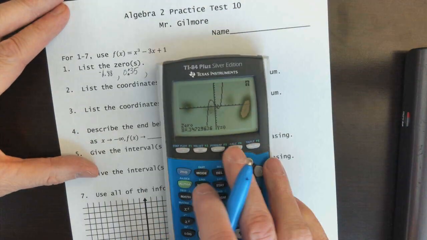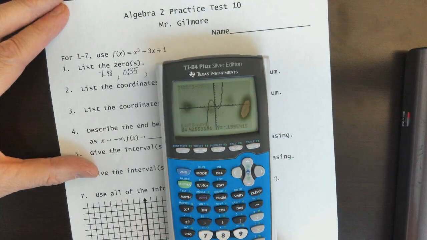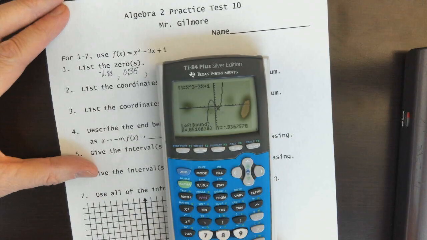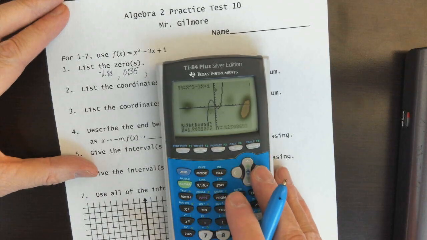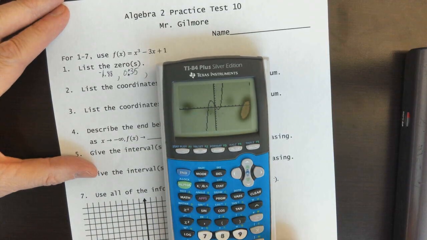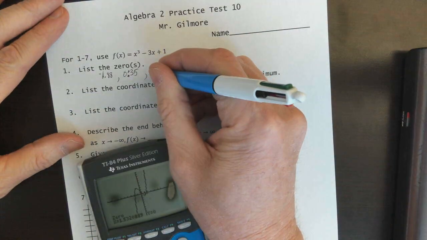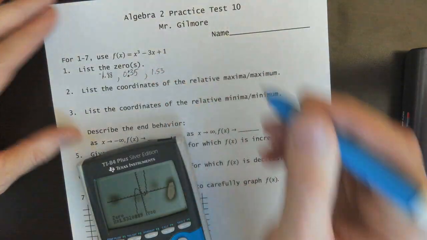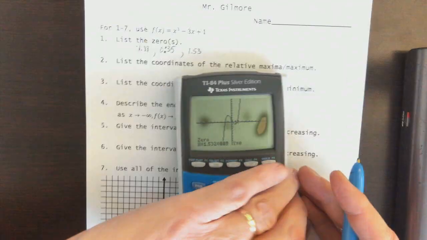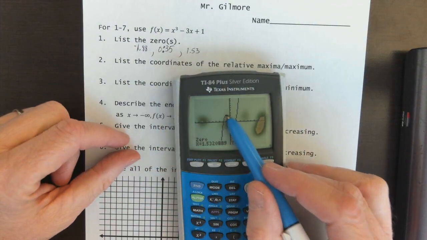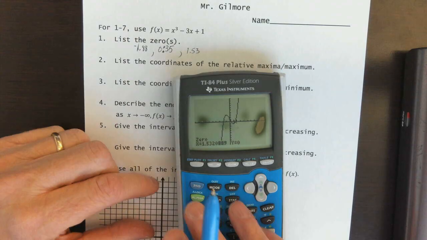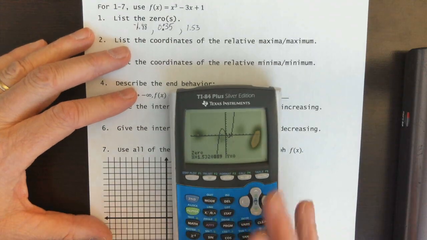And second calc 0. Enter. Enter. Enter. Enter. 1.53. All right, we've got a max right here. I'm going to list the coordinates of that for number 2.